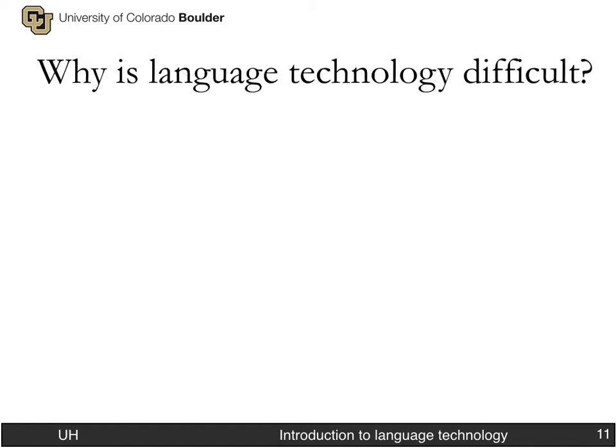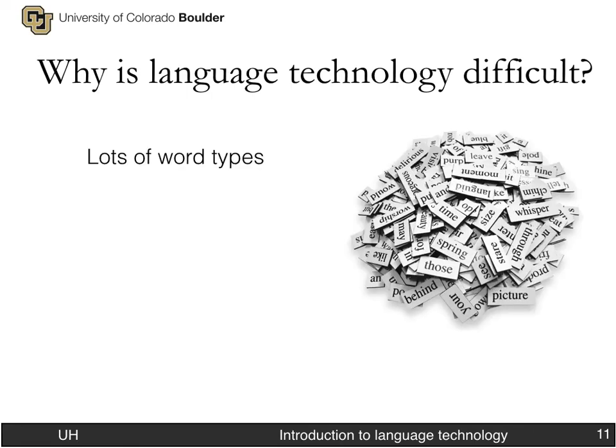Okay, so why is it difficult to make computers understand language? Well, if we want to understand language, we need to know something about words. And one problem is that there are so many different types of words. And this means that your application will encounter a lot of words that it doesn't know. And this is called data sparsity.